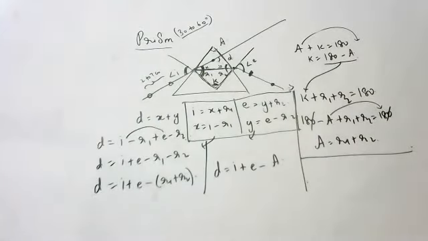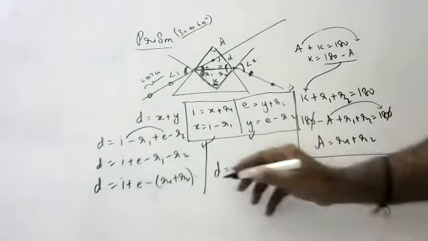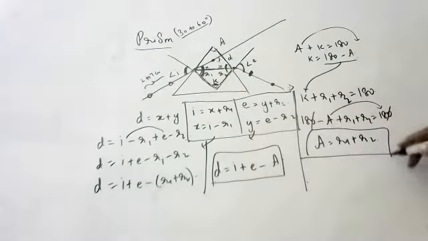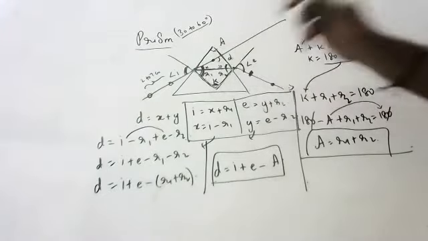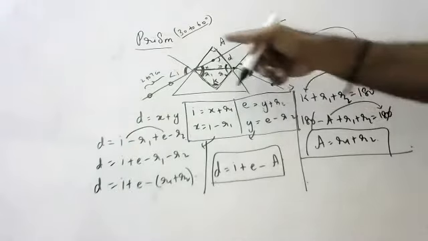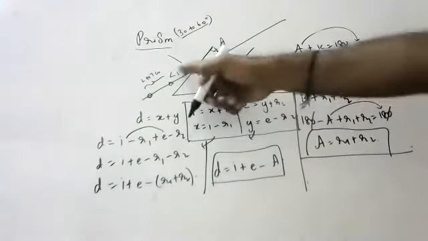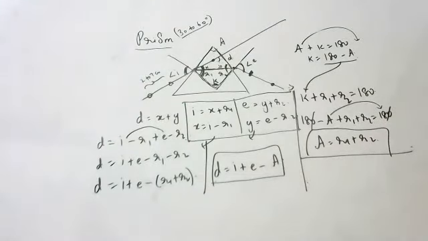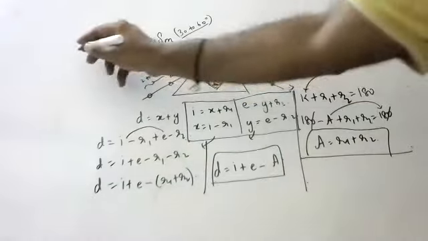So children, now two formulas I told you. What are the two formulas? Angle of prism is equal to R1 plus R2 is one formula. Angle of deviation is I plus E minus A is another formula. What I told you these two formulas for, I will tell you. You have to draw a graph.